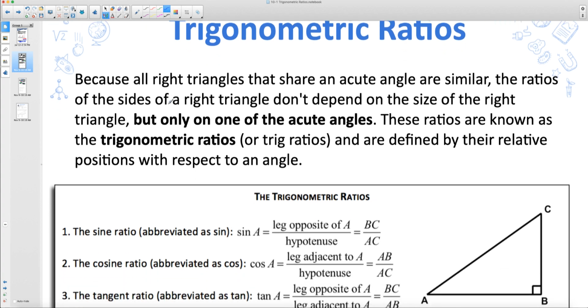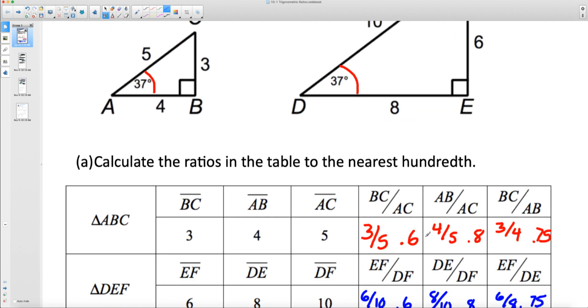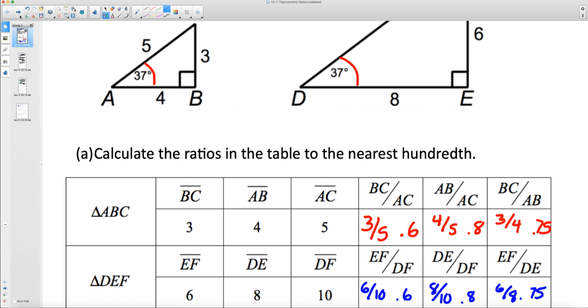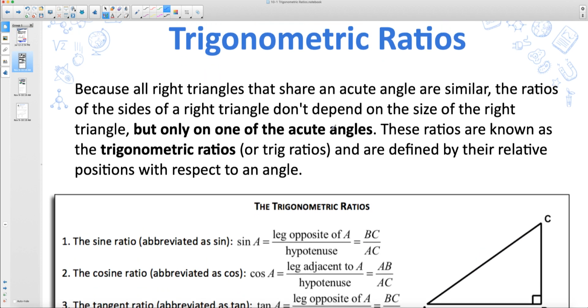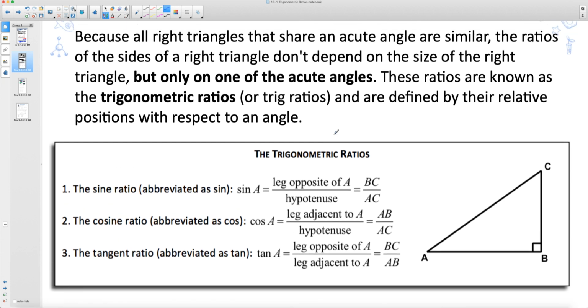Now, these ratios that we just took a look at, 0.6, 0.8, 0.75, or 3/5, 4/5, 3/4, those ratios actually have very special names in trigonometry. Because all right triangles that share an acute angle are similar, the ratios of the sides of a right triangle don't depend on the size of the right triangle, but only on one of the acute angles. So we could dilate a triangle and make it really big or really small. The ratios of their sides are always going to be exactly the same.